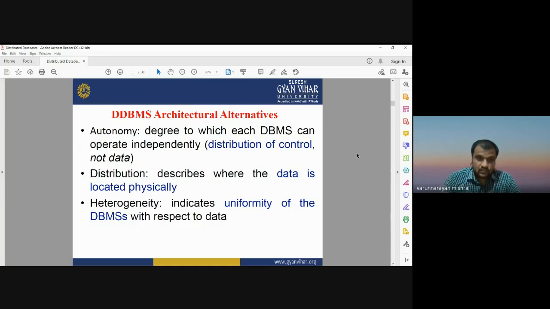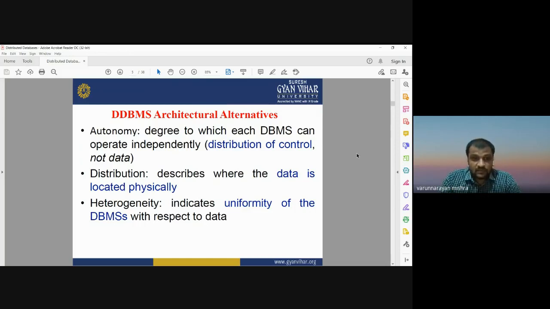So if you are using one data set, and another person is using another data set of the same type of data, they can be operated independently from each other. So it tells us the distribution of control: whatever data you are using and how much control you have over that data, that is autonomy.